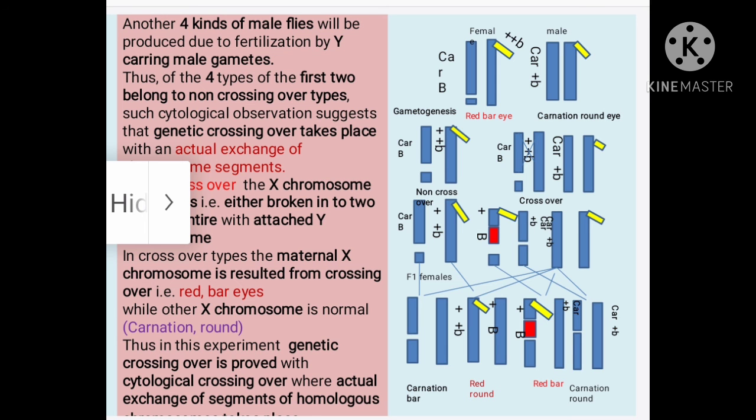In the non-crossover, the X chromosome was as it is, that is either broken into two parts or entire with attached Y chromosome. In a crossover type, the maternal X chromosome resulted from a crossing over, that is the red bar eyes, while the other X chromosome is normal, that is the carnation round. Thus, in this experiment, the genetic crossing over is proved with a cytological crossing over where the actual exchange of segments of homologous chromosomes takes place.